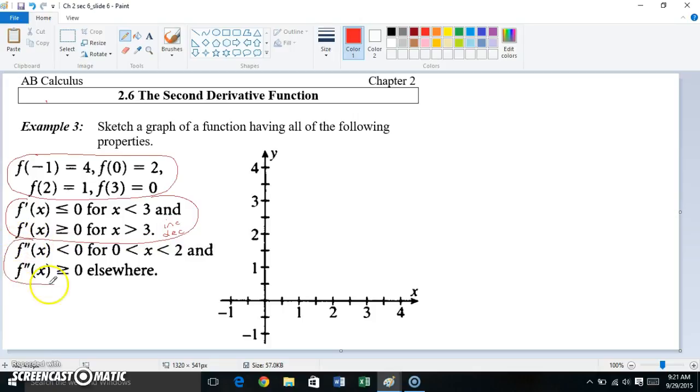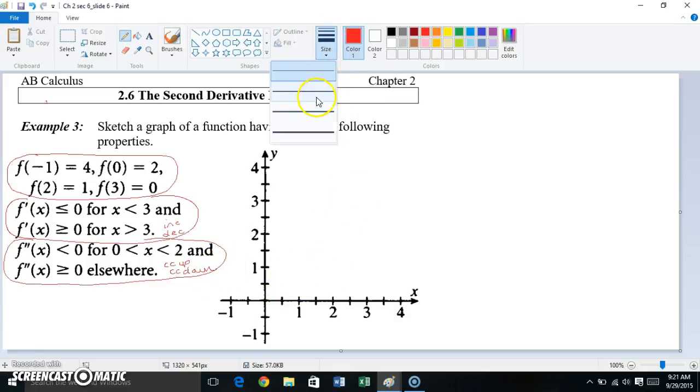The third part relates to the second derivative. So this is going to be talking about concave up or concave down sections of your graph. So you need to decide what's happening in each section. So let's first graph the points. Negative 1 is at 4. That's that one. 0, 2. 2, 1. And 3, 0.